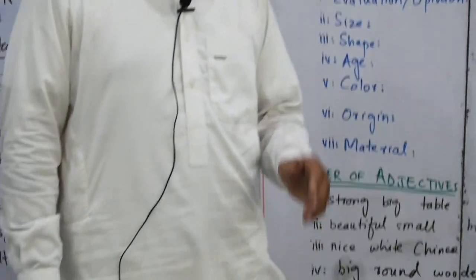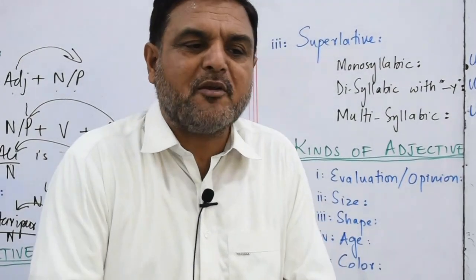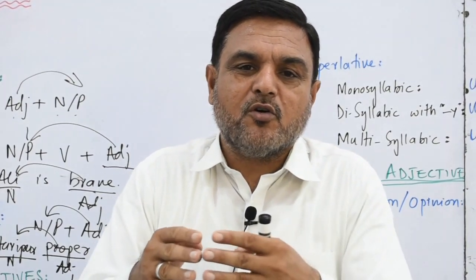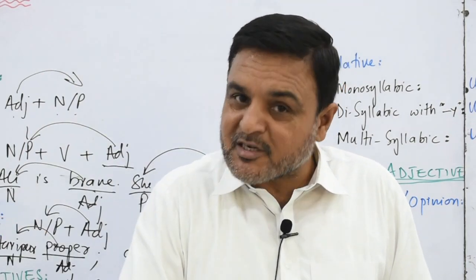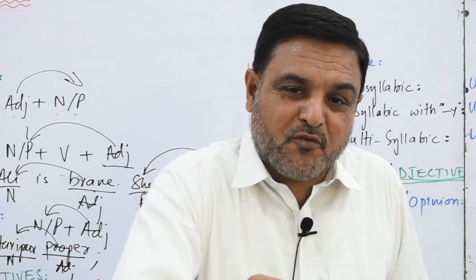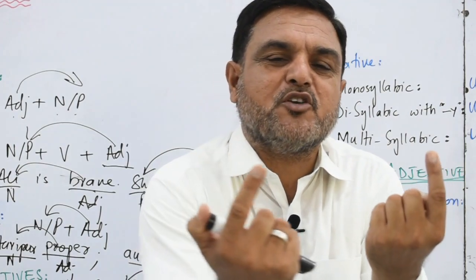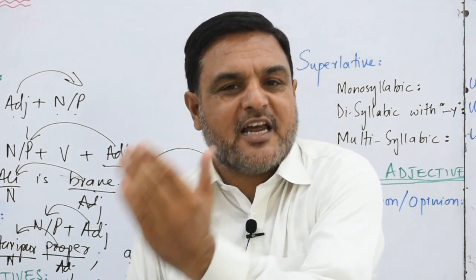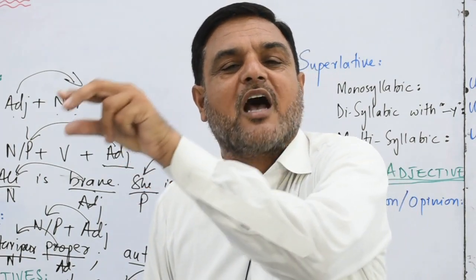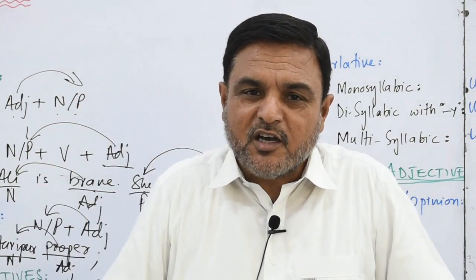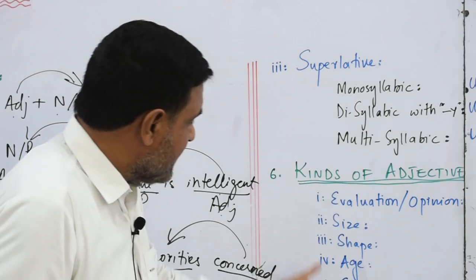Next important thing that I want to discuss with you, kids, is the order of adjectives, the sequence of adjectives. What do I mean by that? Sometimes you are required to make use of two or more than two adjectives before a noun. Now, how will you use them? Which adjective should be used earlier and which should be used later? Is there any rule, any regulation? Yes, there is a typical rule that is followed.